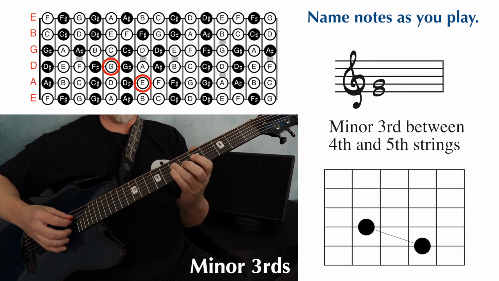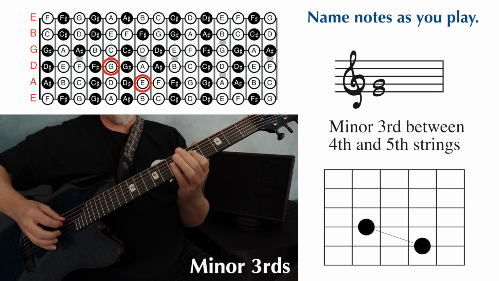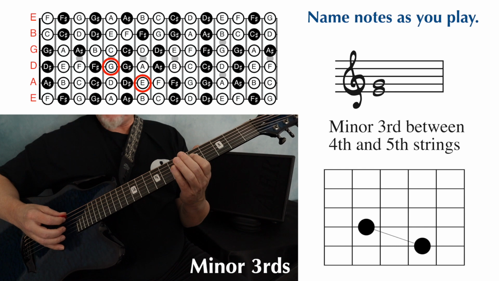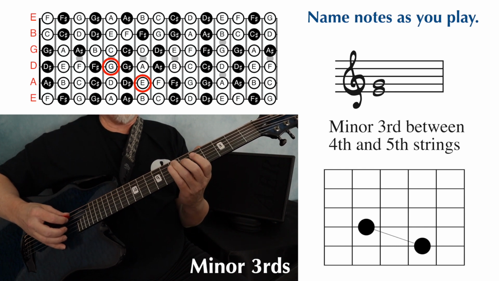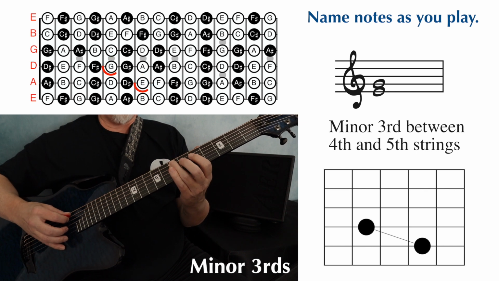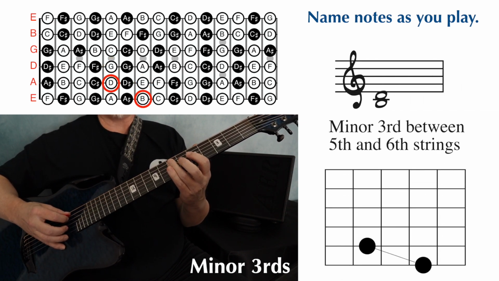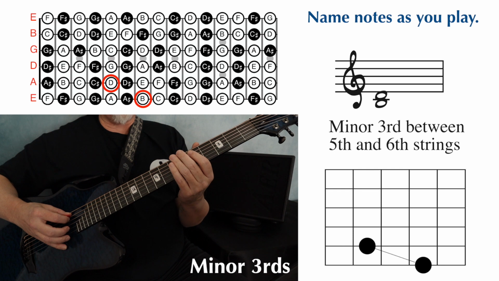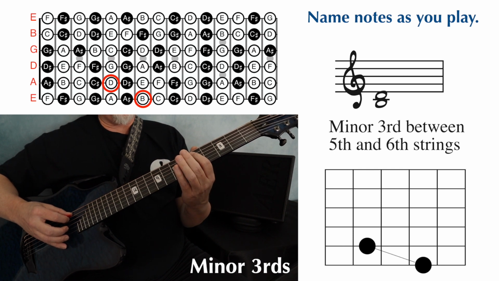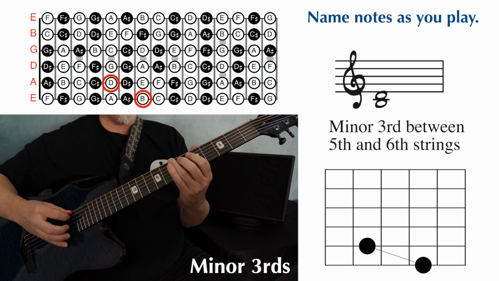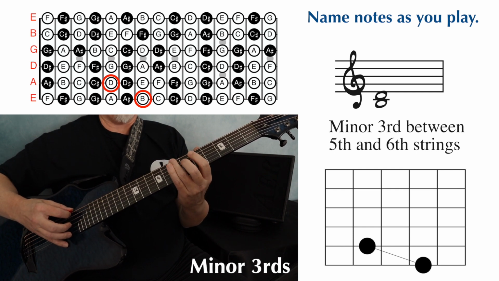Minor third between strings 4 and 5 is also going to be 2 frets distance. Here's a G, minor third below G is an E. G, E. And then a minor third between strings 5 and 6, also 2 frets distance. D, minor third below that is a B. D, B.